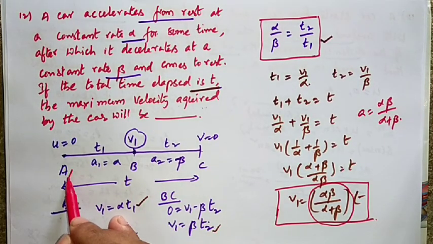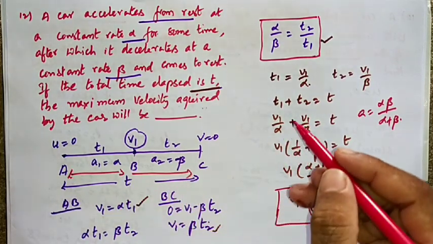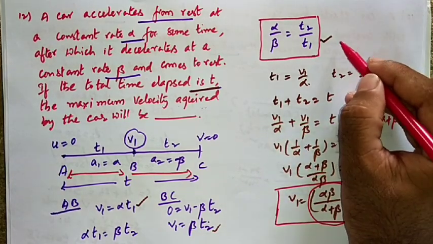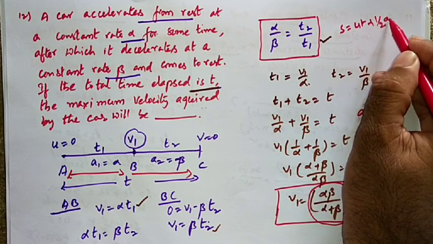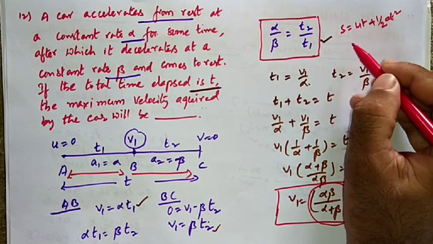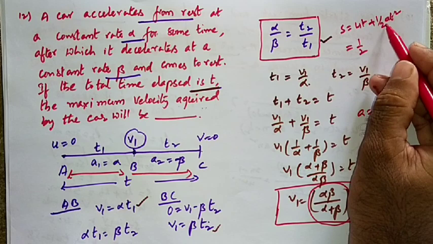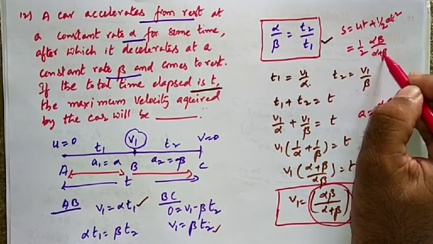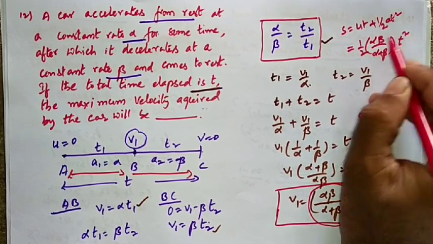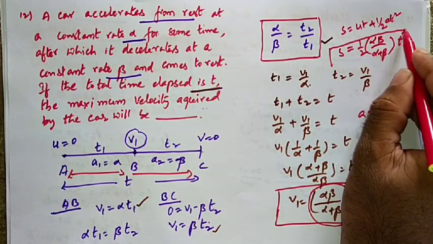Similarly, you can calculate total distance traveled by the body also. How? S is equal to UT plus half AT square. Yes or no? S is equal to UT plus half AT square. U is 0. In place of A, it is how much? Alpha beta by alpha plus beta into T square. This gives displacement also.